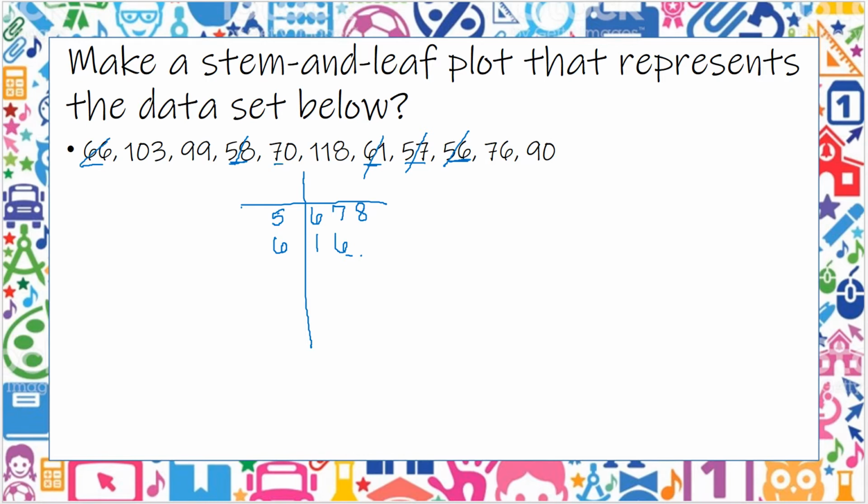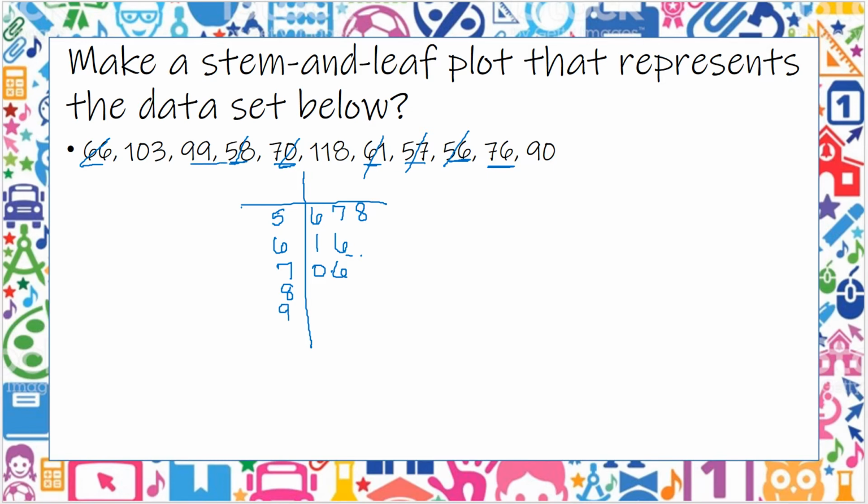Now we can go to 7s. I've got 70, 7 in the tens place, 0 in the ones place, and then 76, 7 in the tens place, 6 in the ones place. Then I've got 80s. I don't see any 80s, but you can still put the 8 there just as a placeholder. And then we've got 9s.